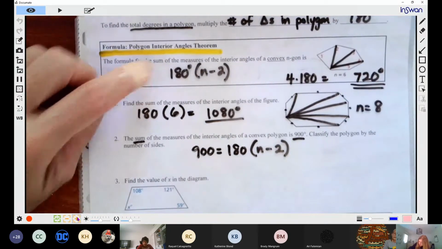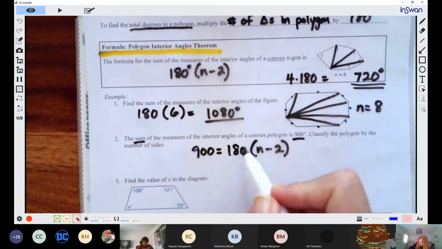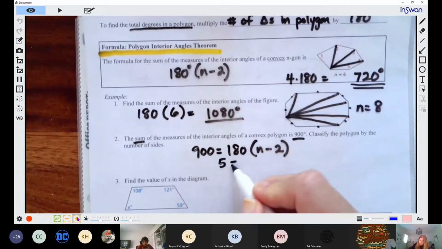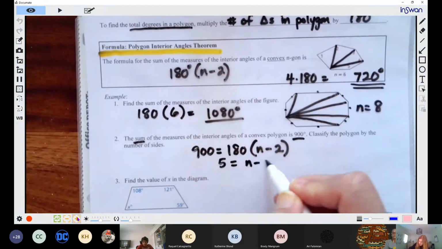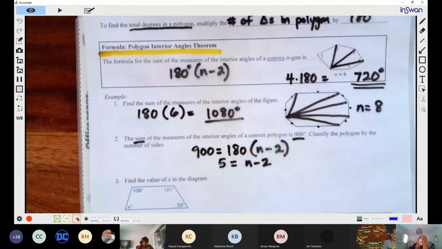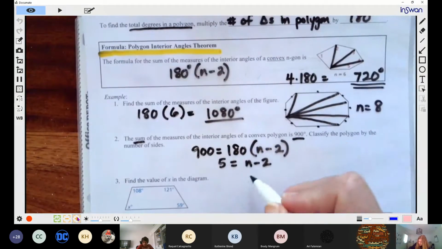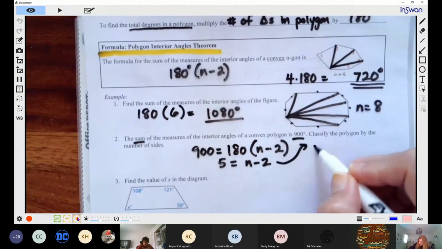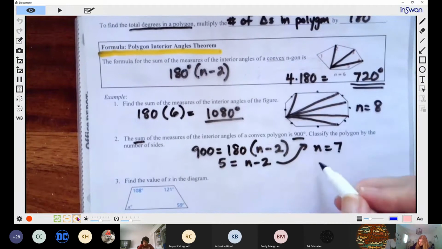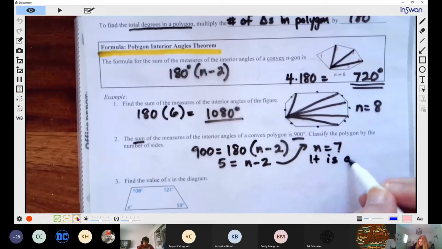So I'm going to divide both sides by 180. Boom, boom. I'm going to add 2 to both sides. Over here, I get n equals 7. Therefore, it is a heptagon.